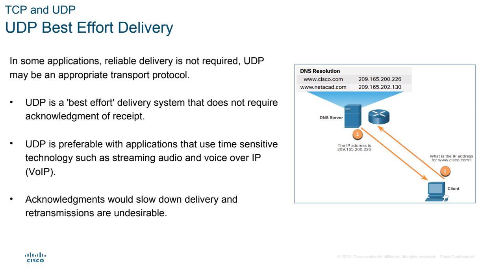A client sends a request. What is the IP address to cisco.com? And the DNS server replies with the IP address. Okay.